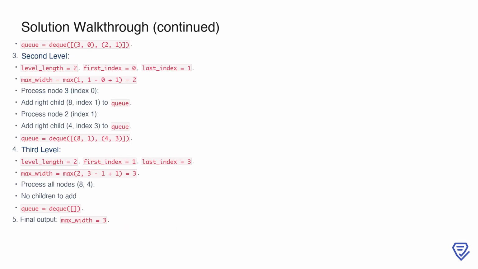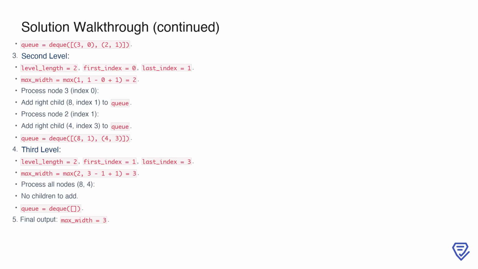Finally, let's examine a sparse binary tree. Starting with the root node, we initialize max_width to 0 and the queue with the root node at index 0. At the first level, there is only one node, so level_length is 1, and first_index and last_index are both 0. The width of this level is 1, which updates max_width to 1.